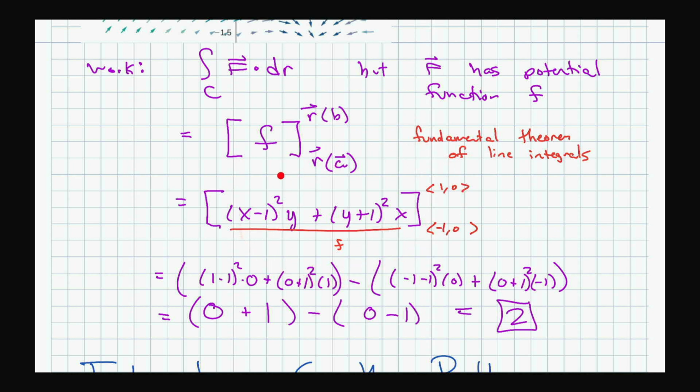So you do these with this method if you can, but you can only use this method for conservative vector fields. That's the trade-off. It's a shorter method, but it doesn't work on any vector field. It only works on a conservative vector field. All right, I think that's it.